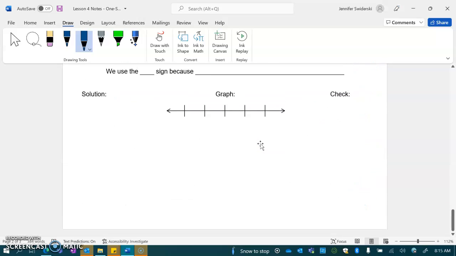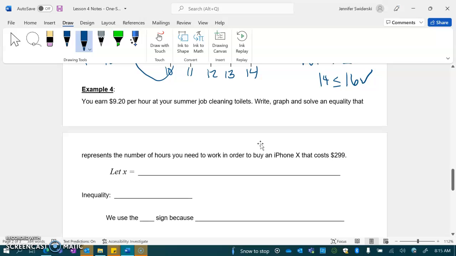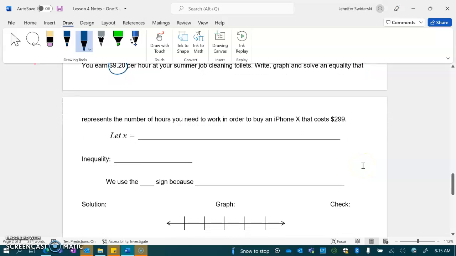All right, for number 4, it says you earn $9.20 per hour at your summer job cleaning toilets. That sounds fun. Write, graph, and solve an inequality that represents the number of hours you need to work in order to buy an iPhone X that costs $299. All right, so it says here, x is going to be the hours you need to work to get that phone.